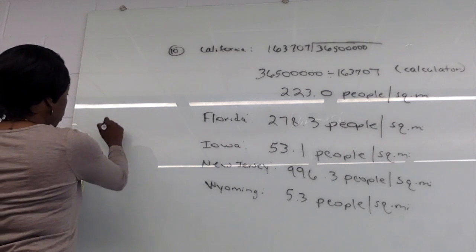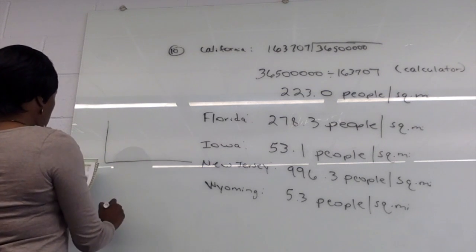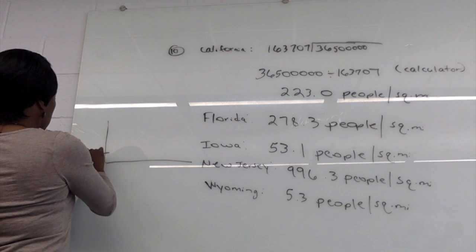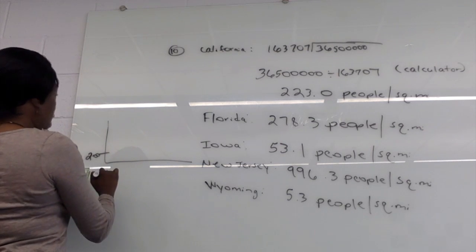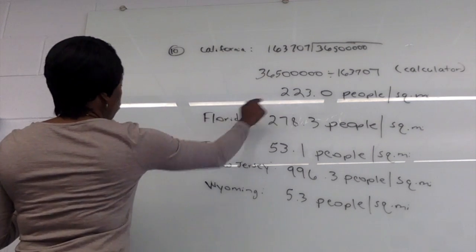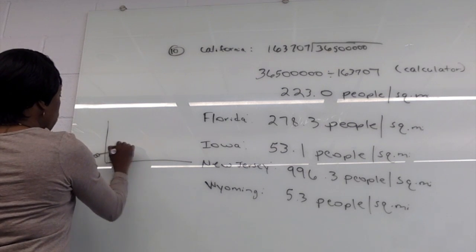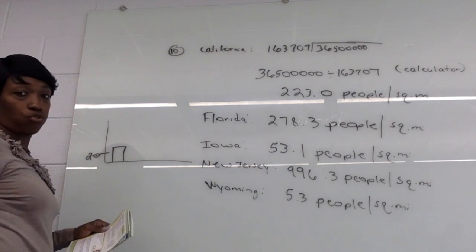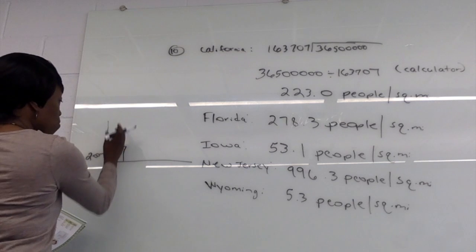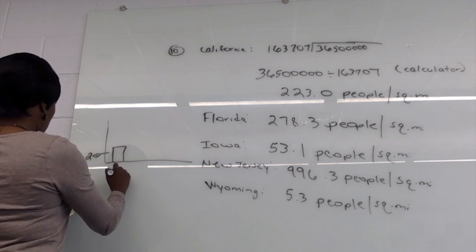If you go to the graph over to the side, for California, notice California there was a 200, and notice California has 223. So you should have your bar graph a little bit over that 200. And remember it says bar graph, so you must make bars. Okay, so that was for California.